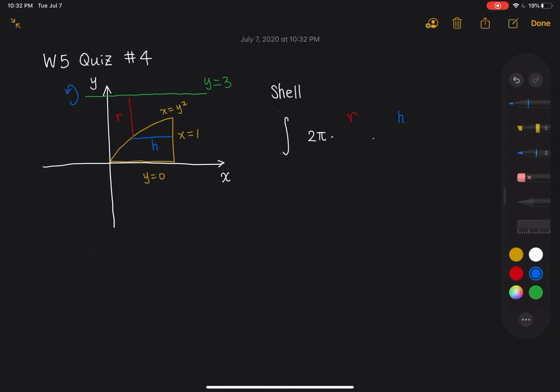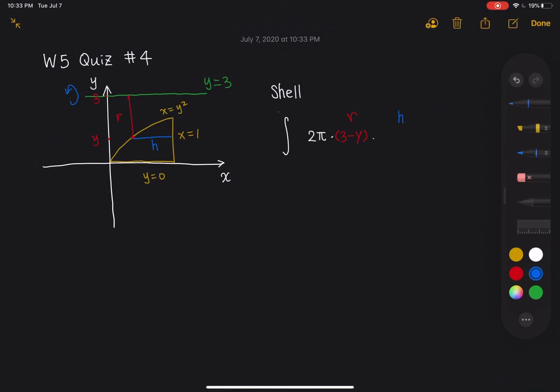Okay, so how do we figure out the r? We need a point of reference. And look, r is parallel to the y-axis. So at this point, y is at this value, and at this point, the value for y is 3. So the r is just 3 minus y.